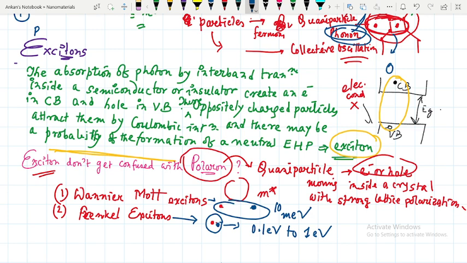Now, Wannier-Mott excitons can be explained with the help of the hydrogen model. You have studied the hydrogen problem in quantum mechanics. So this can be explained with the help of the hydrogen model, but that cannot be explained with the help of the hydrogen model. These are some basic differences between the Wannier-Mott excitons and Frenkel excitons.